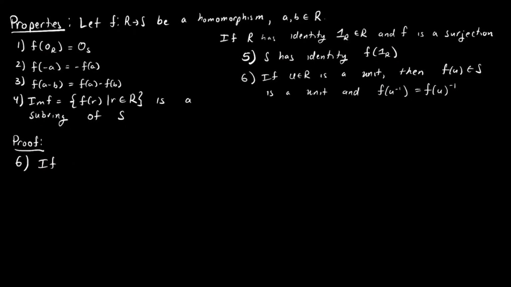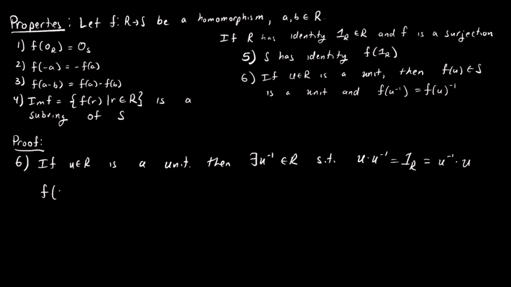So if u in R is a unit, so if I take a unit, then there exists an element u inverse inside of R such that u times u inverse is equal to 1, and that's also equal to u inverse times u. Okay, so let's use this to our advantage. Well, what do I know? I know that f of 1r is the multiplicative identity of S, which we can call 1s.